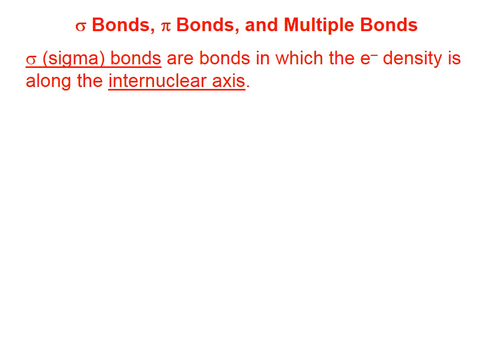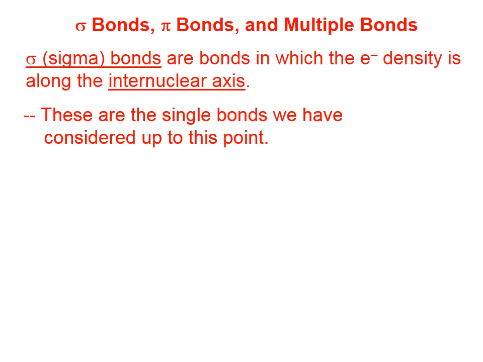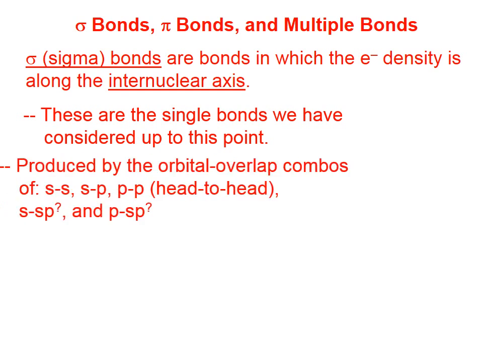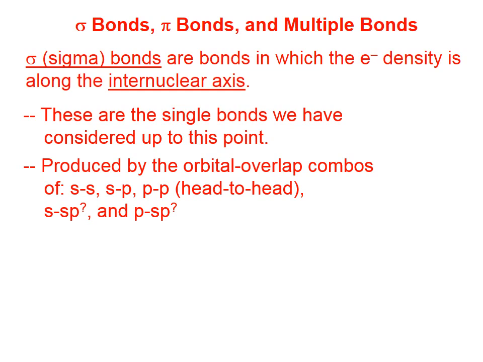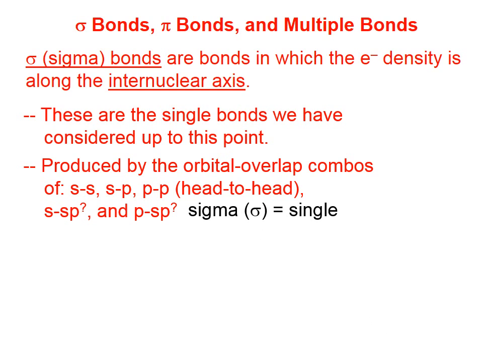Sigma bonds are bonds in which the electron density is along the internuclear axis. These are the single bonds we have considered up to this point. Sigma bonds are produced by the orbital overlap combinations of s-s, s-p, and p-p in the head-to-head fashion, more on this later, and s-sp something, and p-sp something. Here's a little mnemonic maybe to help you: sigma are always single bonds.